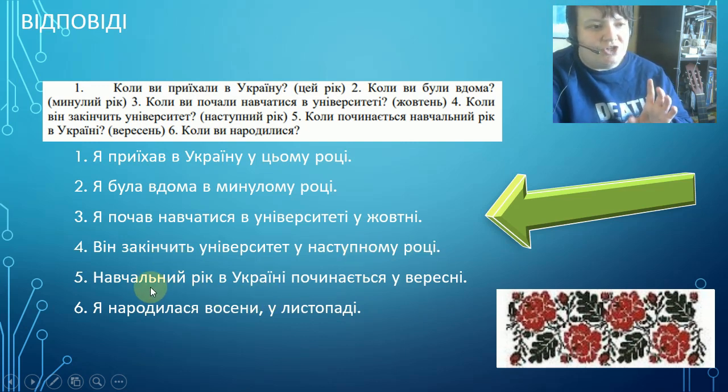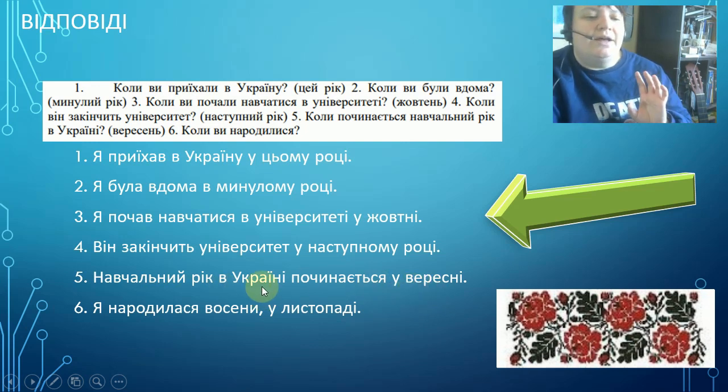Коли починається навчальний рік в Україні? When did the school year start in Ukraine? Навчальний рік в Україні починається у вересні. School year in Ukraine starts in September.